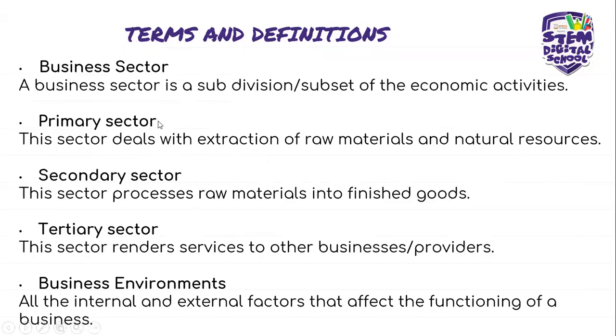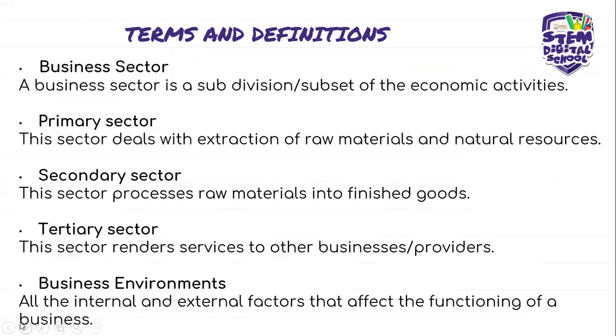So your business sector, your primary sector, we know that that's where we get our raw materials and natural resources. Secondary sector, that's where your manufacturing takes place in order to make finished goods or finished products. Then your tertiary sector, we know where the sector renders the service to businesses or providers, basically. That's where we sell the full products to our clients or customers, basically. Also, you need to understand the business environments. It's all internal and external factors that affect the functioning of the business, basically.